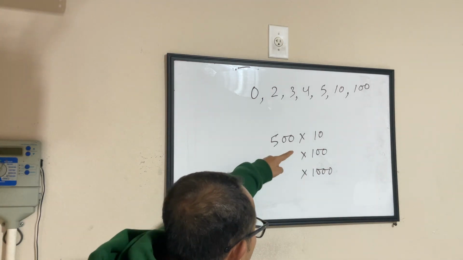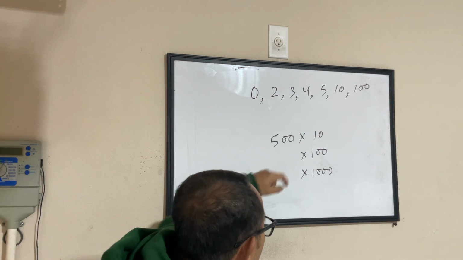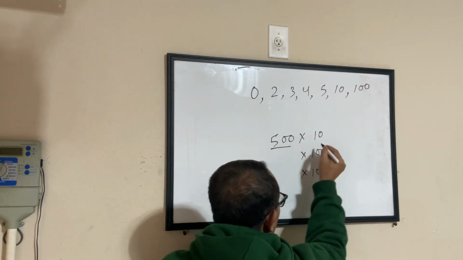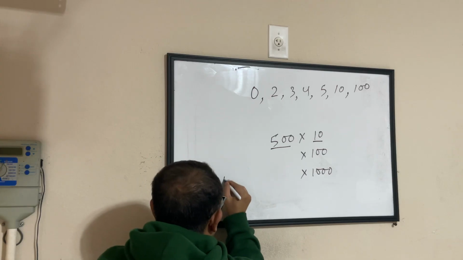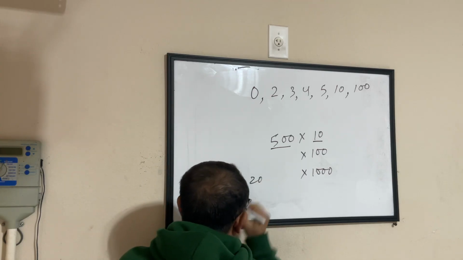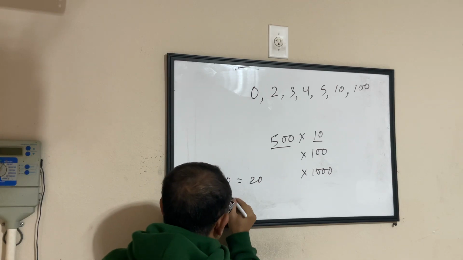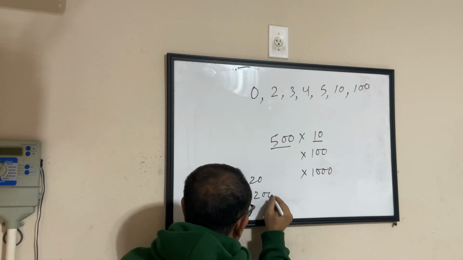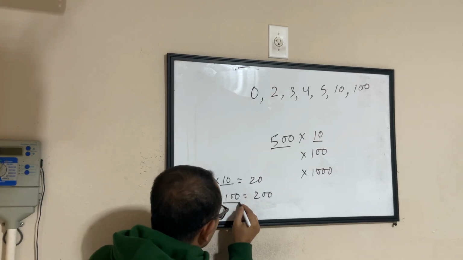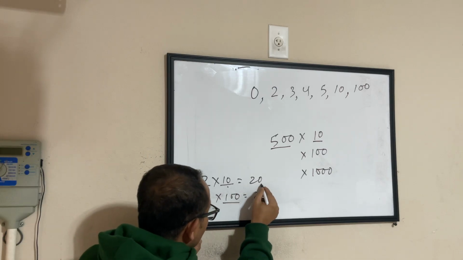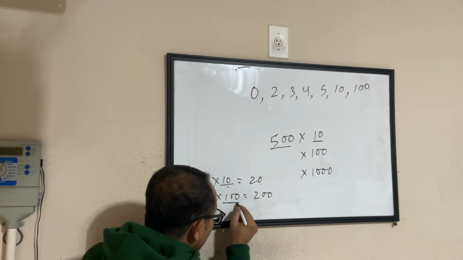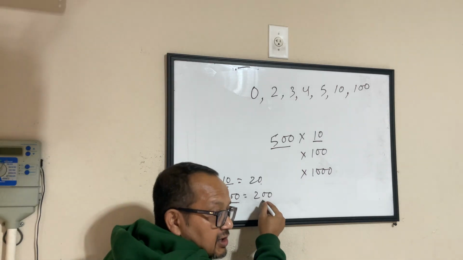Why? Whatever number you are trying to multiply with, okay, let's say you are trying to multiply 500 with 10. When you multiply 2 by 10, what you do? You get 20. You multiply 2 by 100, what you get? 200. When you look at this trend, what's happening? When you are multiplying something with 10, you are putting that 0. When you are multiplying something by 100, you are putting 2 zeros.